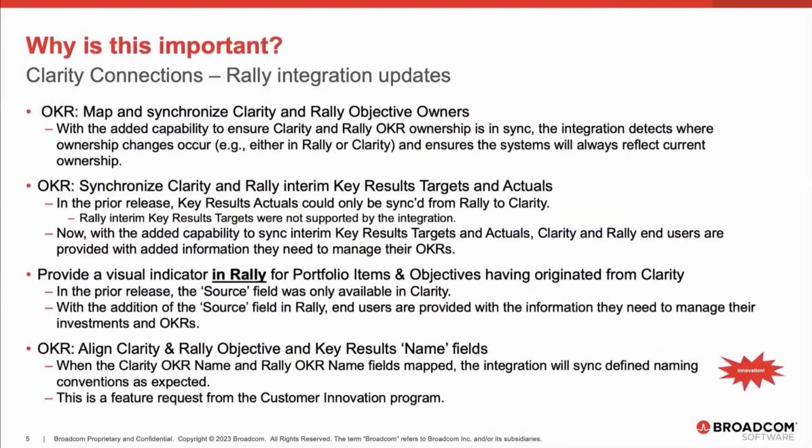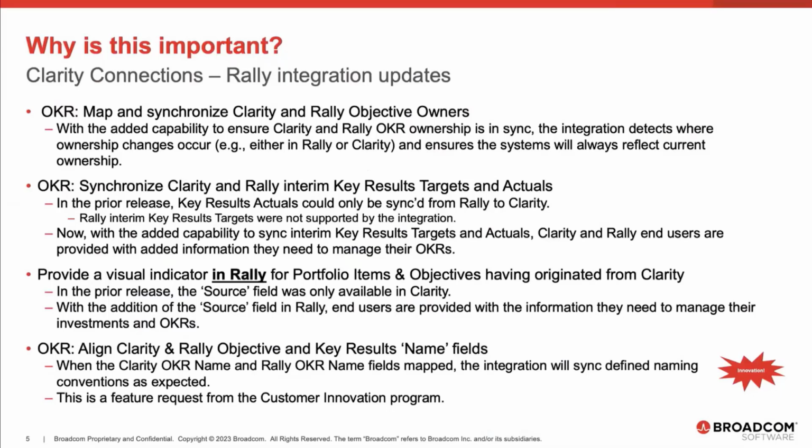So why is this important? With the added capability to ensure Clarity and Rally OKR ownership is in sync, the integration detects where ownership changes occur in either Rally or Clarity and ensures the systems will always reflect current Clarity and Rally ownership. From the interim targets and actuals perspective, OKRs remain a popular method for organizations to measure performance. With this release, the ability to sync interim key result targets and actuals provides Clarity and Rally end users with added information they need to manage their OKRs.